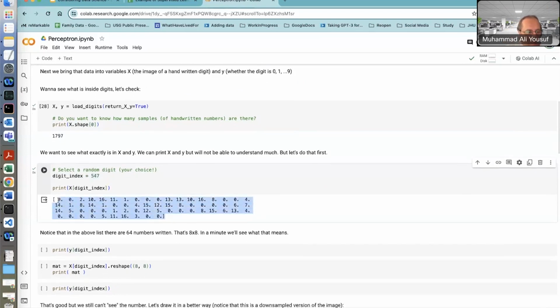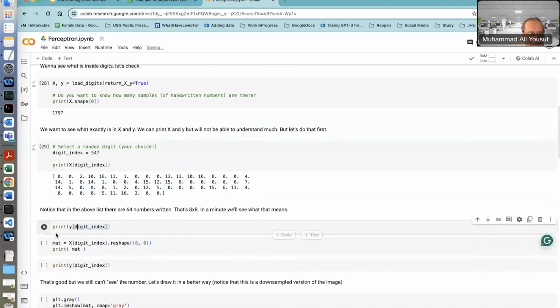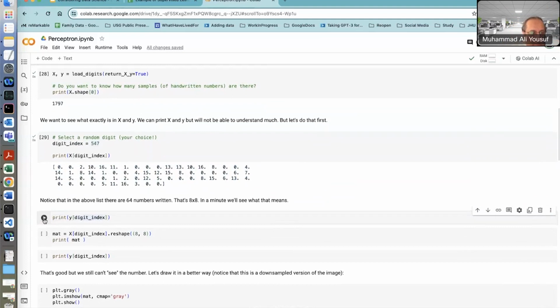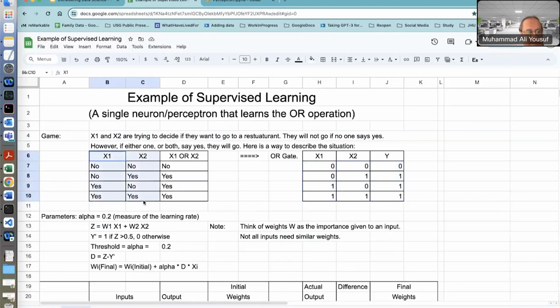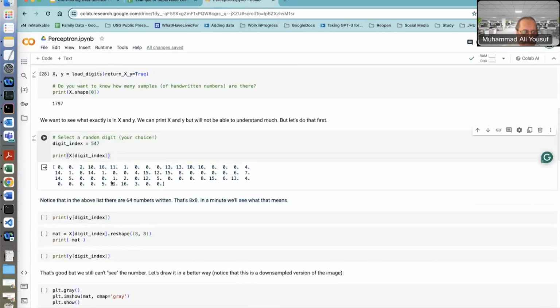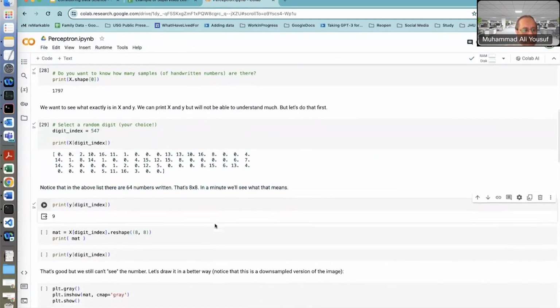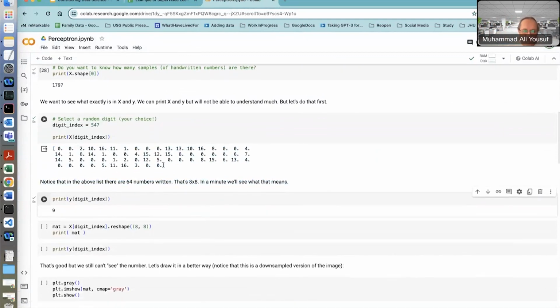If you count these numbers, you will see that there are 64 of them. And that gives you a hint, aha, so that's something like an 8 by 8 thing. I will also see that this is X. Let me go back. This is X, the input. Y is the output, the result that you want to get. X is this thing, although you don't understand it, but okay, it is X. I also want to see what Y is. And Y tells me that it is actually the number 9, although I can't see where it is 9.